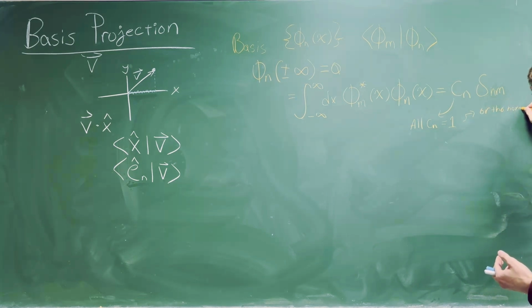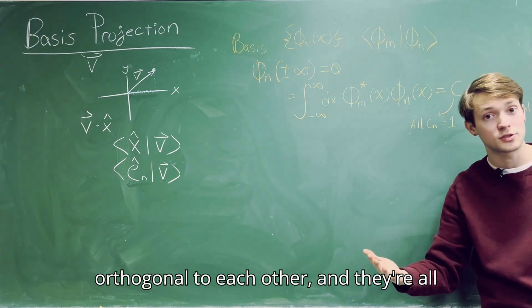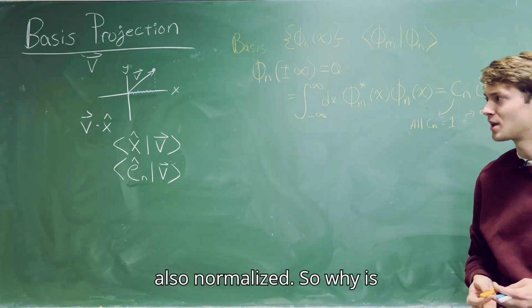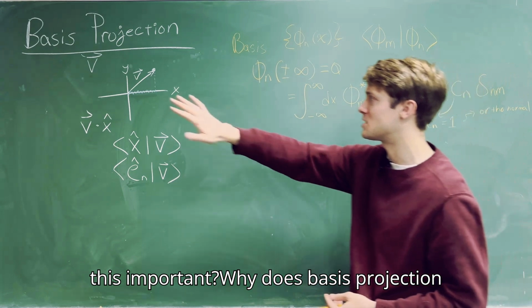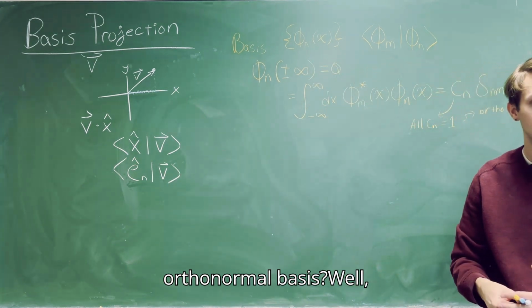Meaning all of our basis vectors are orthogonal to each other, and they're all also normalized. So why is this important? Why does basis projection matter and depend on having an orthonormal basis?